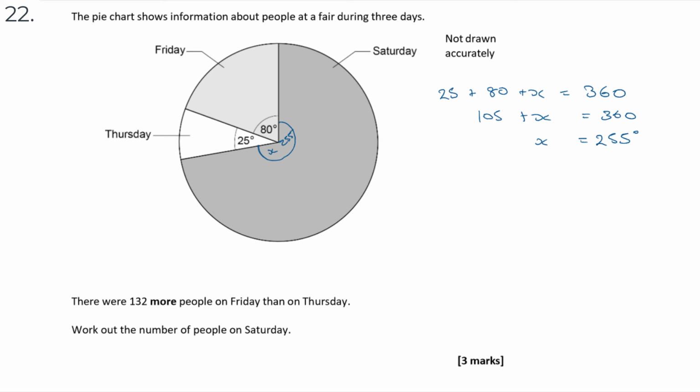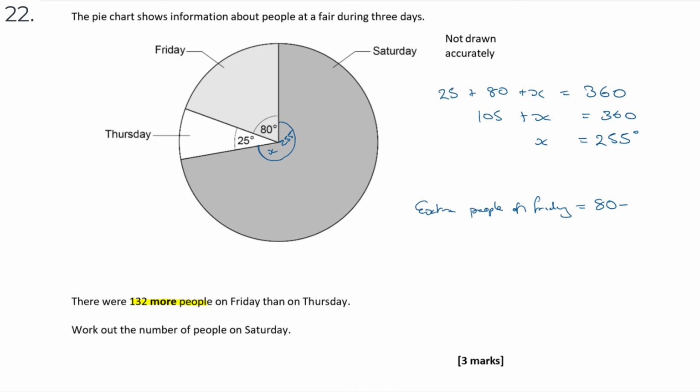Okay, so that's 255 there, then, isn't it? 255. So that's the first part of the problem. Now, the next part of the problem is working out what that angle represents in terms of actual people. We know that there were 132 more people on Friday than on Thursday. So that 132 more people must be represented by the extra angle that you've got on Friday that you don't have on Thursday. So it's going to be represented by the difference between those two angles.